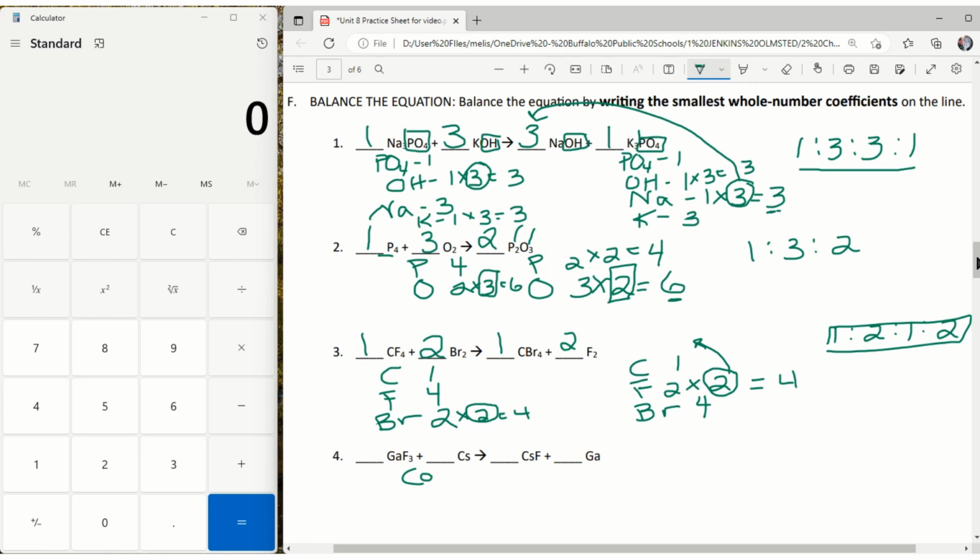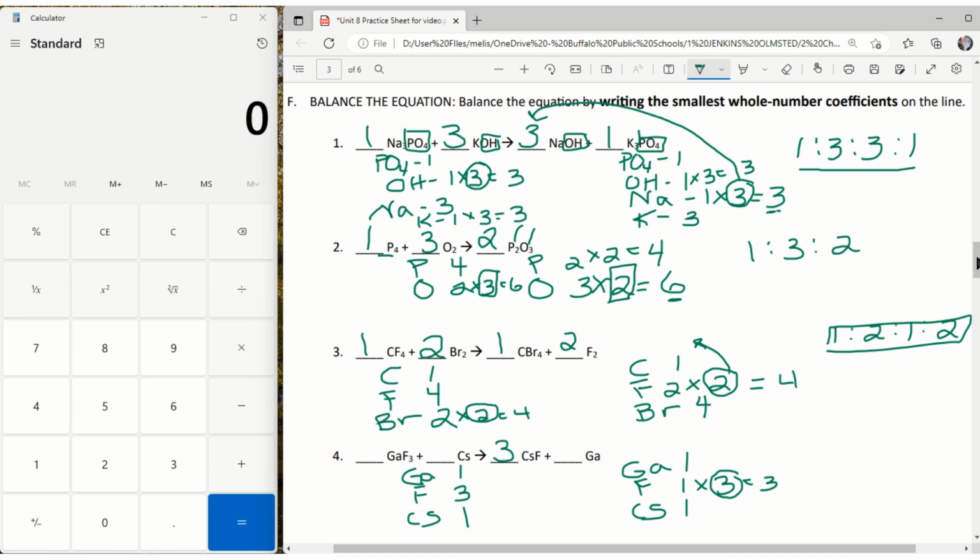So I have GA, F, and CS. GA, F, CS. Let's count what we have. 1 GA, 3 F's, 1 CS. 1 GA, 1 F, 1 CS. Okay, well, the only thing that's messed up right now is F. So let's fix it. Multiply this by 3. The 3 that I multiplied by, the coefficient, goes in front of wherever F is on that line.